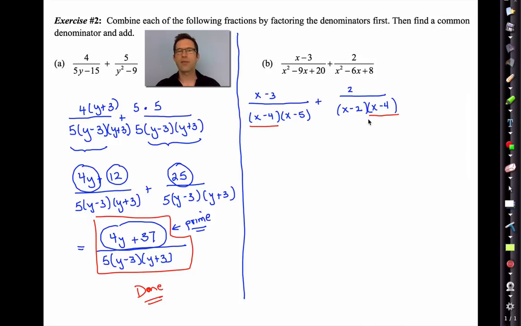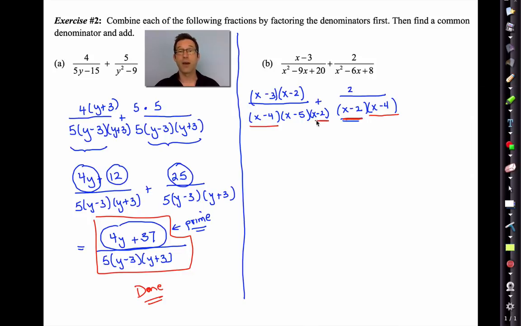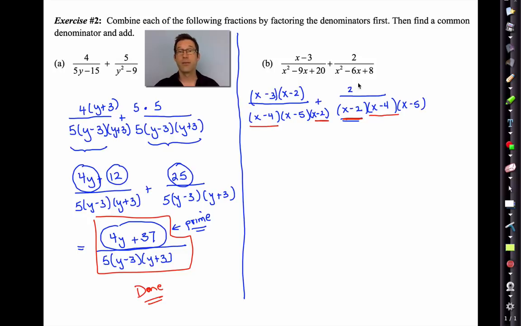Now, take a look at that second fraction. It's got a factor of x minus 2, and the first one doesn't. So it's going to have that x minus 2. But it also has to have that x minus 2 in the numerator. Okay, but now I can underline them in red, right? Now that's a common factor. But now the second fraction needs the x minus 5, so I'm going to put it there. At this point, we have a common denominator. What we haven't done is a lot of other algebra.